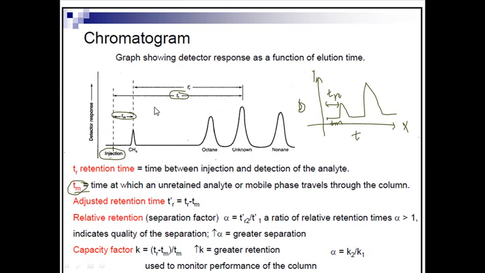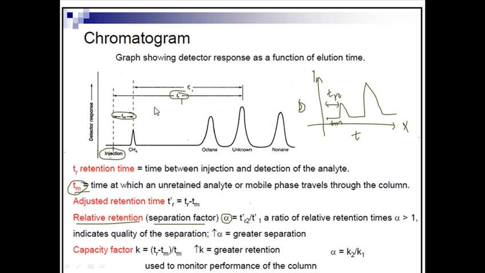Okay, so that's it. And we have another relative retention. This is another nomenclature here, which is also called the separation factor. So what is the separation factor? In this case it is denoted with alpha. It means TR2 by TR1, that means the distance between the injection time and the detection of analyte 1, so TR1, and the detection and elution of analyte 2, which is TR2.